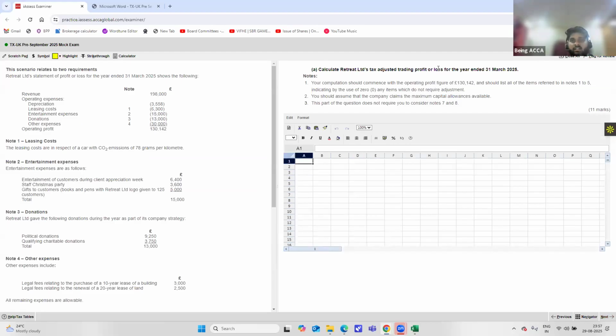Here they are asking for the tax adjusted trading loss for the year ended 31st March. And guys, if they ask you to start your calculations from somewhere, always remember to use that figure as your starting point. So here they have said operating profit is this. If this is your starting point, you should add back all the non-cash expenses that have been claimed until here. But any related expenses which have not been included in this computation should be deducted. Did you understand this point?